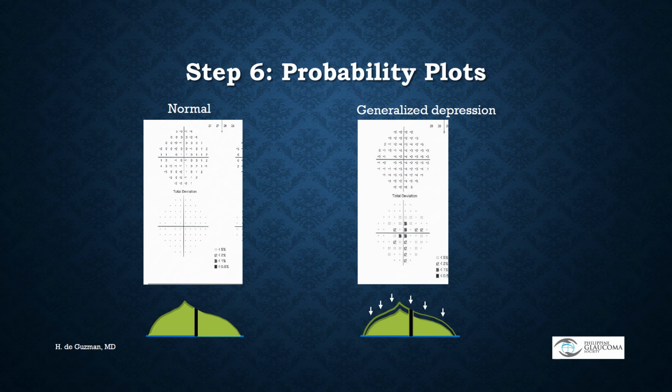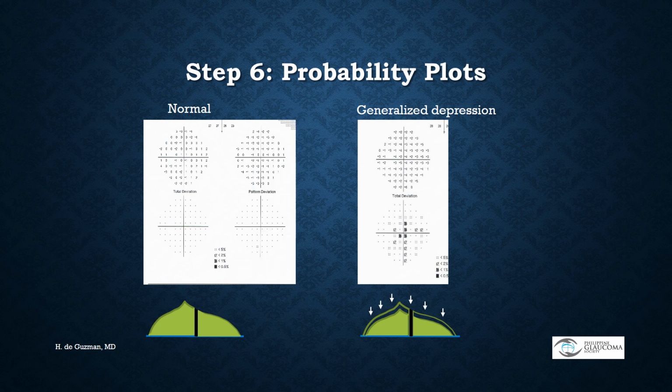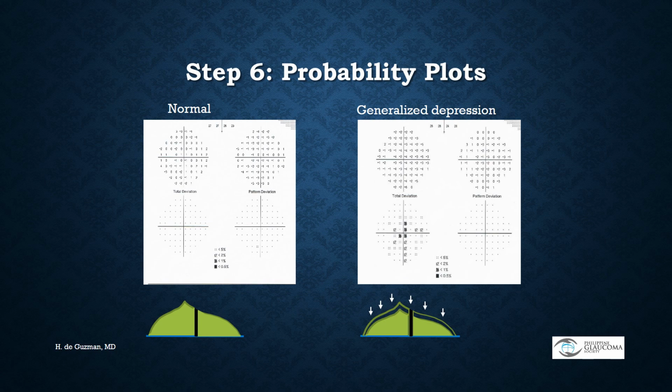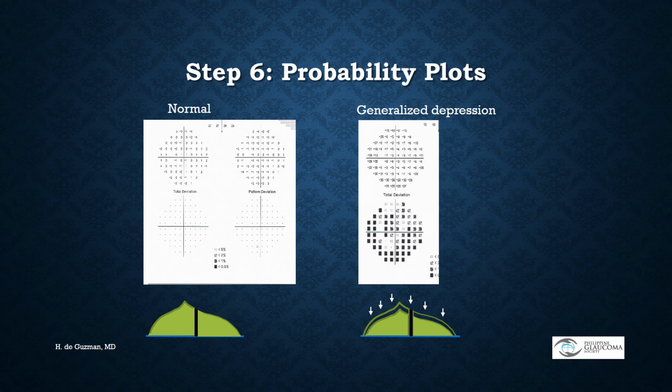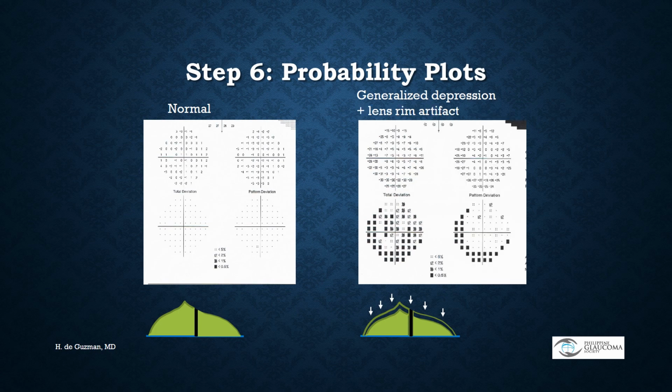So here are some examples. On the left is a normal probability plot, normal total deviation plot, which will also have a normal pattern deviation plot. On the right is what looks like generalized depression on the total deviation plot. And so you can see how clean it is on the pattern deviation plot, so it really is just generalized depression. So it's an overall decrease in the height of the hill of vision. Here's another example of generalized depression, but there's also a lens rim artifact.